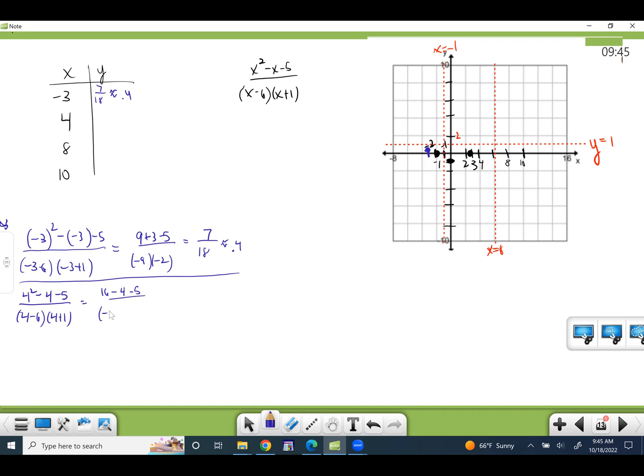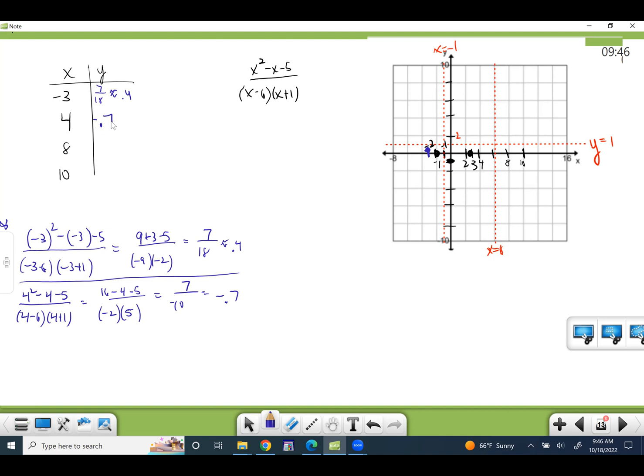4 minus 6 is -2. 4 plus 1 is 5. So this is going to be 16 minus 9, so 7 over -10. So as a decimal, -0.7.